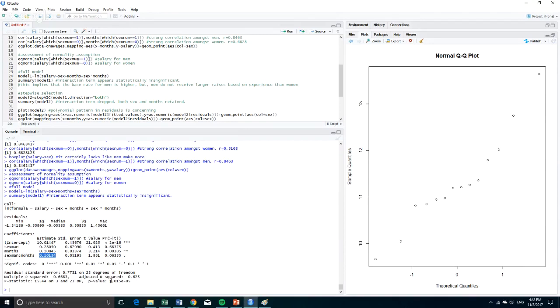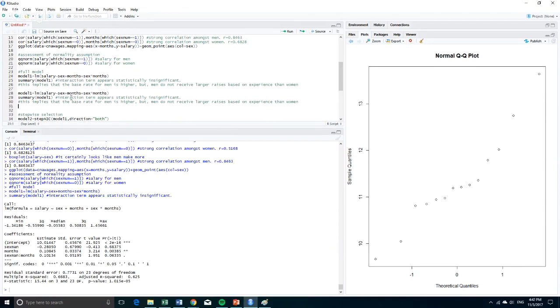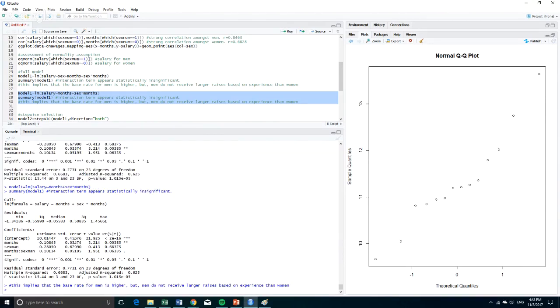But we also have to keep in mind that this model is also saying that the base rate for men is lower. So if we remove that variable from the model, then maybe it's going to affect the estimates for everything else. So what we need to do is actually recalculate this model. So let's go ahead and do that. I'm going to redo this model, and I'm going to remove the insignificant variable, which was sex. And I'm just going to leave in months and then the interaction of sex and time. So this assumes that the base rate for everybody is the same.